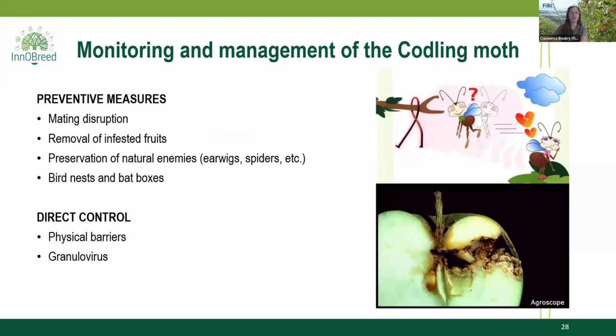The preventive measures include mating disruption, which is when you have pheromones distributed in the orchard, either through these red strips that you can hang in the trees, or through dispensers that spray the pheromone in the air. This mimics the pheromone of the female, and the male is attracted to this fake pheromone and doesn't find the female, so there is no mating and therefore no egg and no larvae.